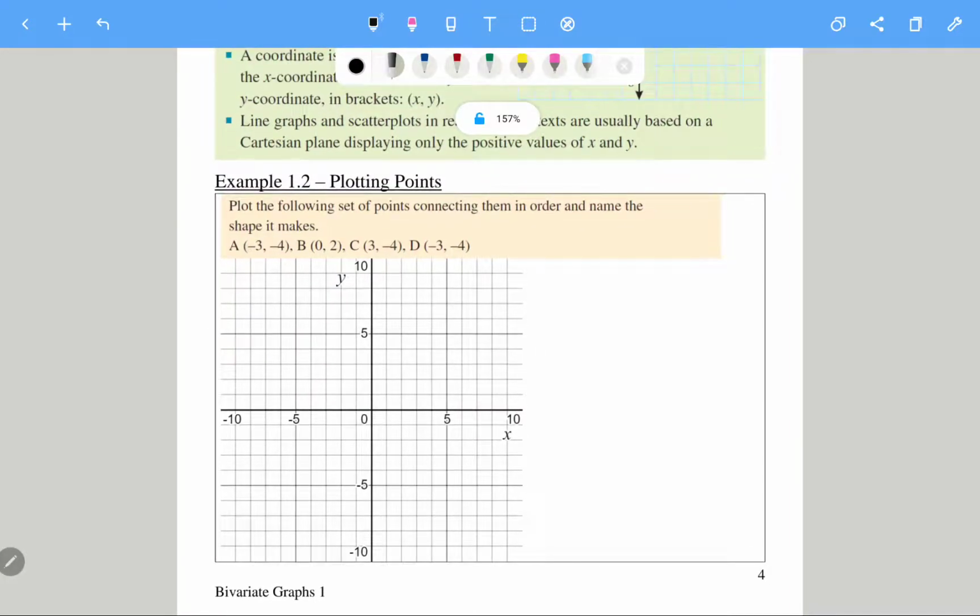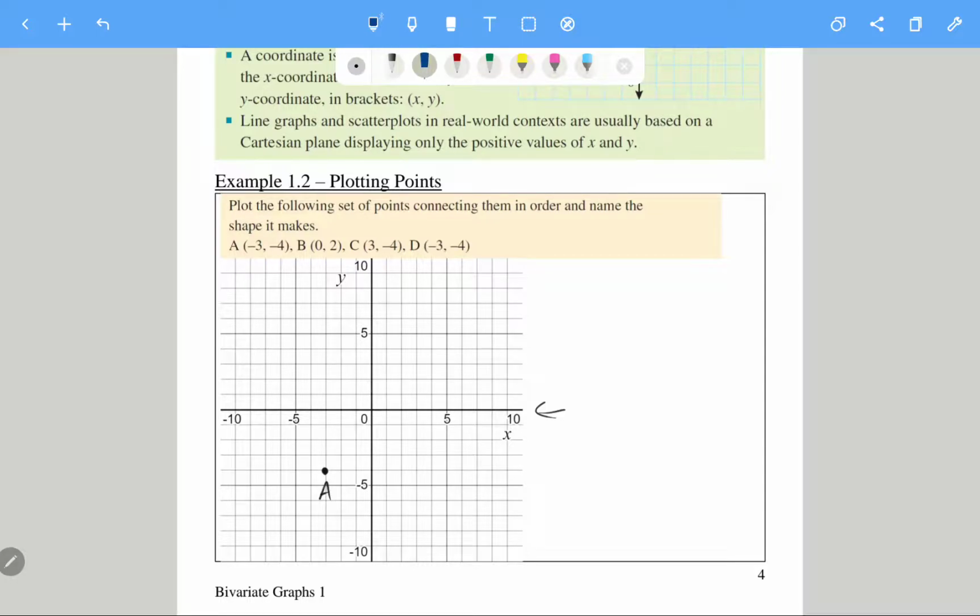So, first point is -3, -4. So, along the x-axis, which is this one here, we're going to go to -3, and then we're going to go down 4. 1, 2, 3, 4. And that is point A.